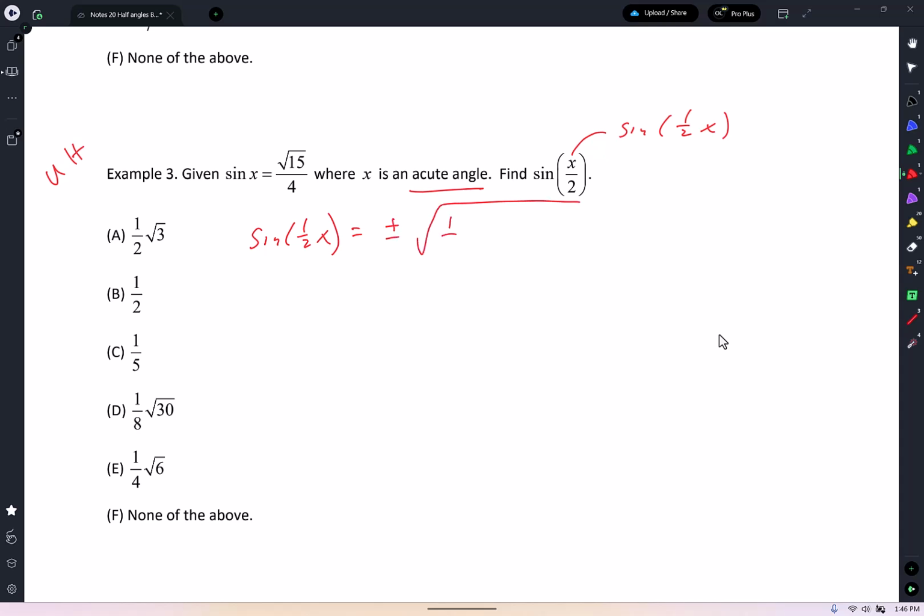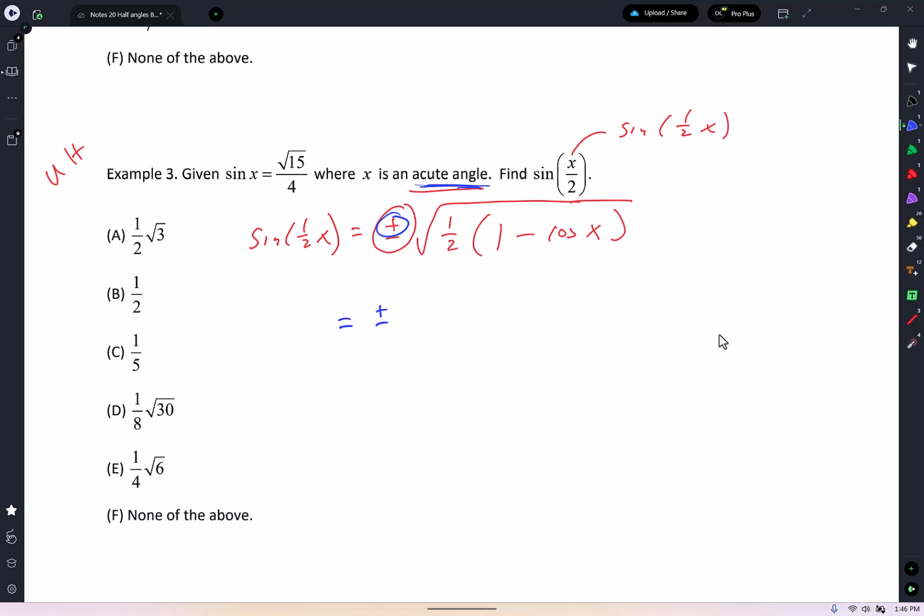Square root of 1/2, and instead of 1 plus cosine x, it's going to be 1 minus cosine x. And you see this plus minus? We already know it's positive because I was in an acute angle, meaning I was in quadrant 1. And if you take half of that angle, you're still in quadrant 1. So notice all the answer choices are positive, but if you had an answer choice that was negative, that's the worst answer. Delete it. Cool? Okay. So here we go.